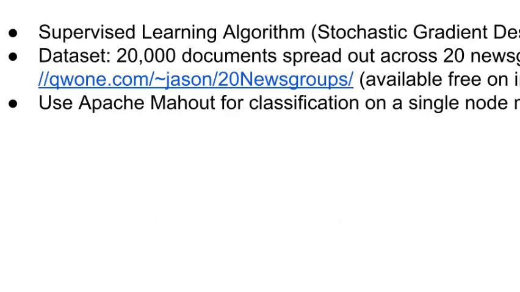In the demo, we're going to use a supervised learning algorithm, specifically stochastic gradient descent, or SGD. We will run this algorithm over 20,000 documents, which are available on the internet. These 20,000 documents are spread across 20 news groups. The technology that we're going to use is Apache Mahout, which is relatively simple for this kind of task.